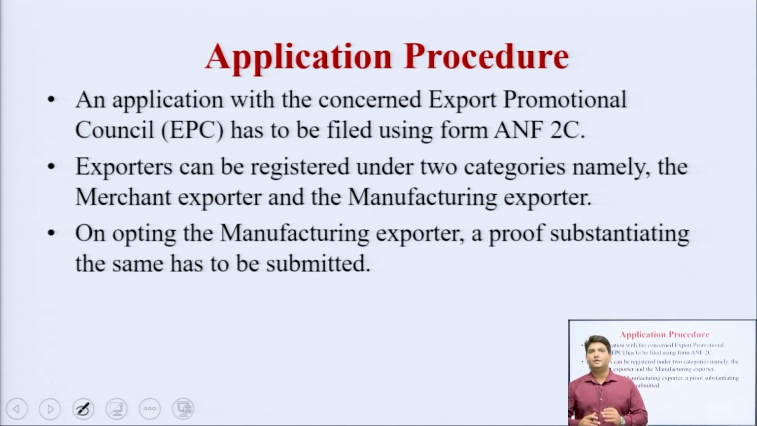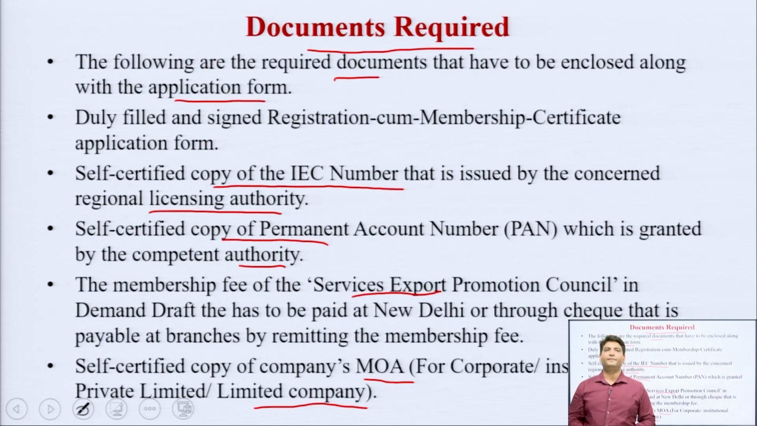Application procedure. An application with the concerned Export Promotion Council has to be filed using form ANF 2C. Exporters can be registered under 2 categories, namely merchant exporter or manufacturing exporter. On opting for manufacturing exporter, a proof substantiating the same needs to be submitted. What are the documents required?